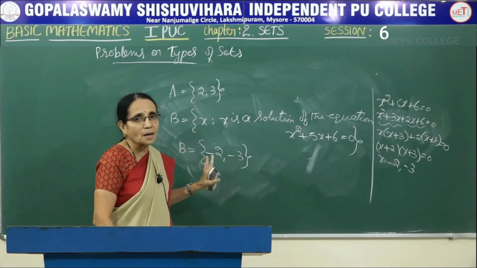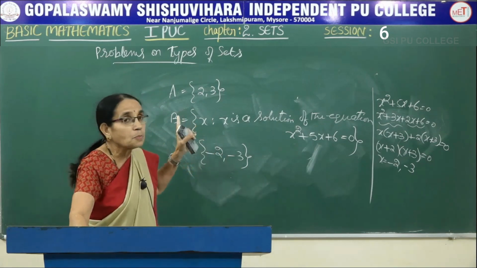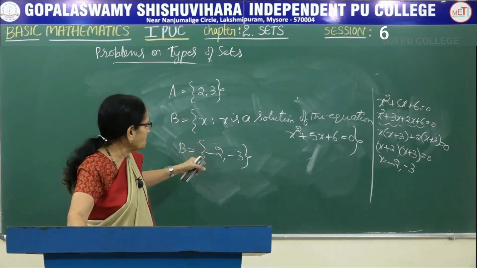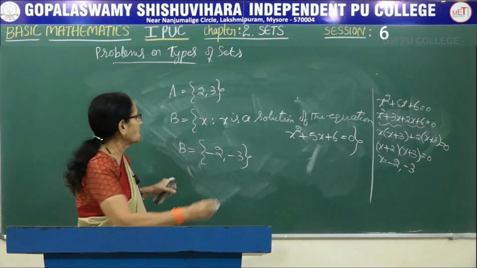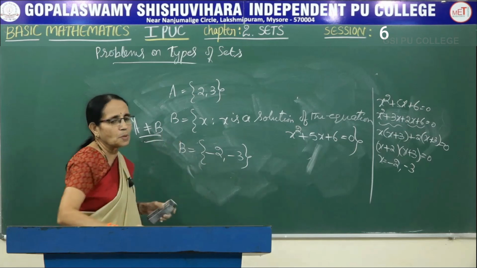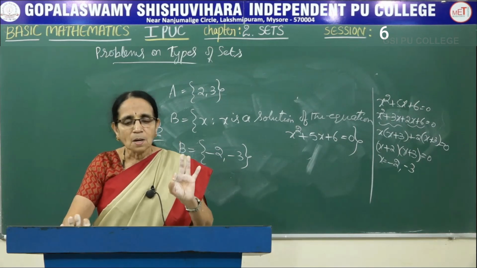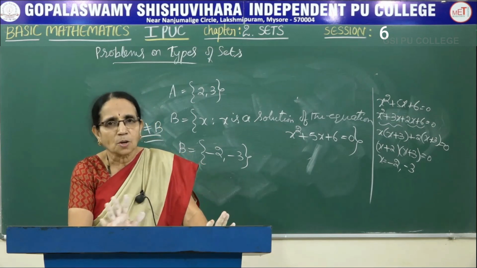See, numerically they are same. 2 and 3, here also 2 and 3, but those are plus 2, plus 3, and these are minus 2, minus 3. So what is our conclusion? A is not equal to B. That means they are not equal sets. So for a 1 mark question, you can expect like this.